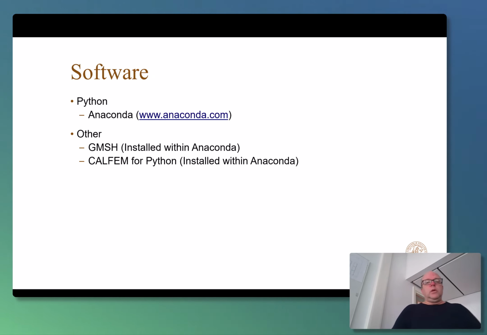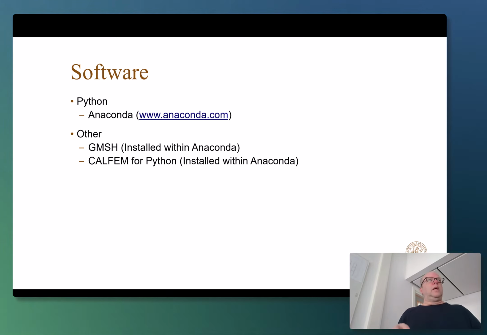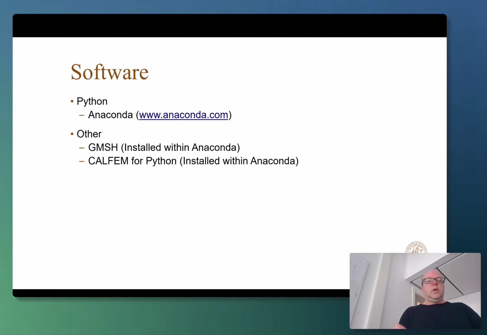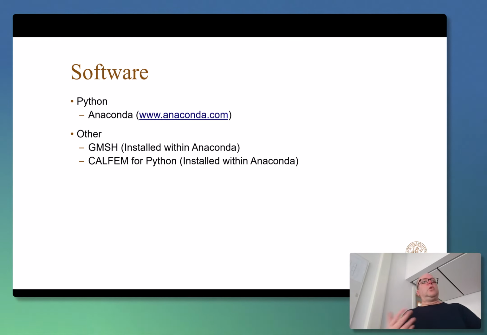Software, we will use a Python distribution called Anaconda. The reason we use Anaconda is because it contains all the numerical libraries that we need in this course. So you can download Python without Anaconda, but it doesn't contain the numerical libraries that we need to do computing. So Anaconda is an optimized distribution of Python.